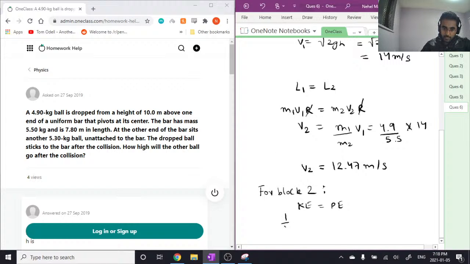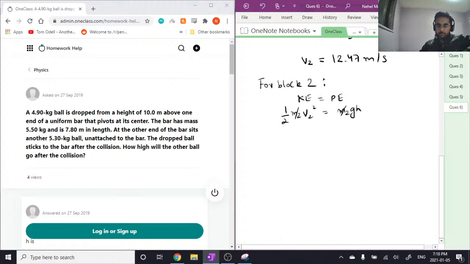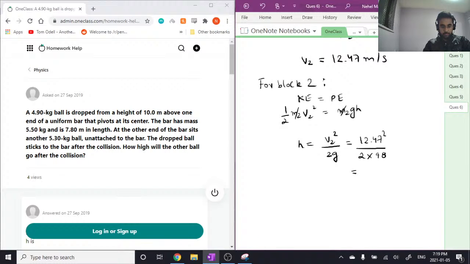So kinetic energy is equal to potential energy by the law of conservation of energy. So we can say that half m2 v2 squared equals m2 g h. The masses get cancelled out, and we're left with h equals v2 squared over 2g, which equals 12.47 squared divided by 2 times 9.8, which is 7.93.